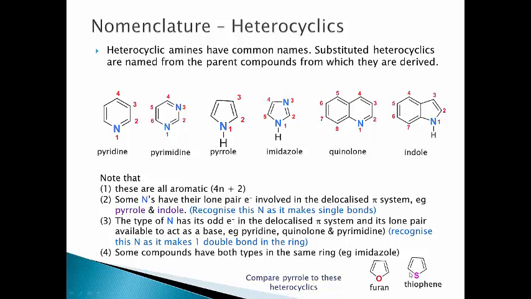So some of these compounds you can have with other heterocycles. So pyrrole is also known as furan and thiophene, depending what heterocyclic atom you've got in there, so nitrogen, oxygen, or sulfur.